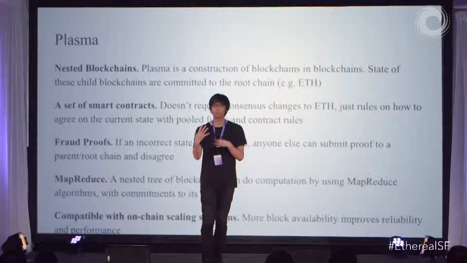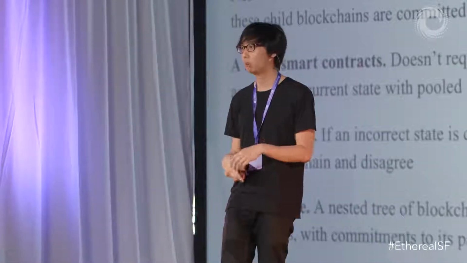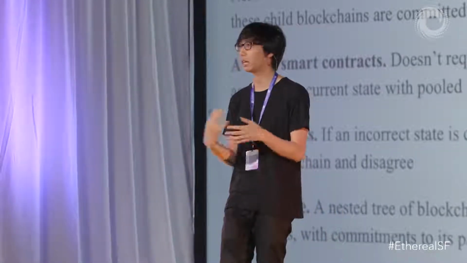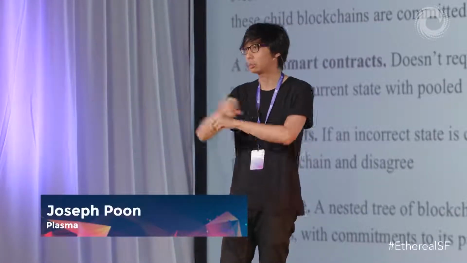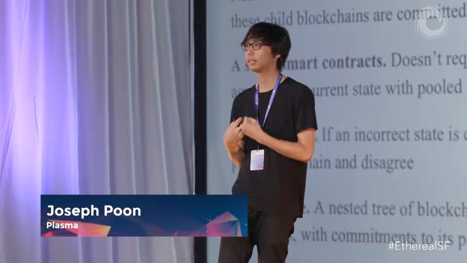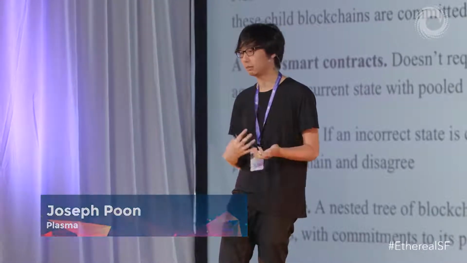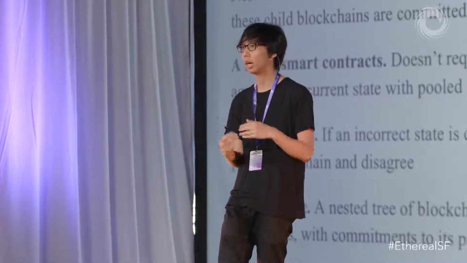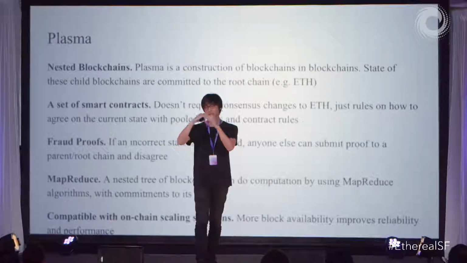And in order to do computation, because you're dealing with different sets of blockchains, we have a lot of experience with this over the past 20 years using things like MapReduce, and there's a lot of defined algorithms to be able to spread out the work across the blockchains and then take the results and be able to compute on it. And like I said earlier, this is compatible with other on-chain scaling solutions, so capacity increases on the base layer increase the security and performance here.